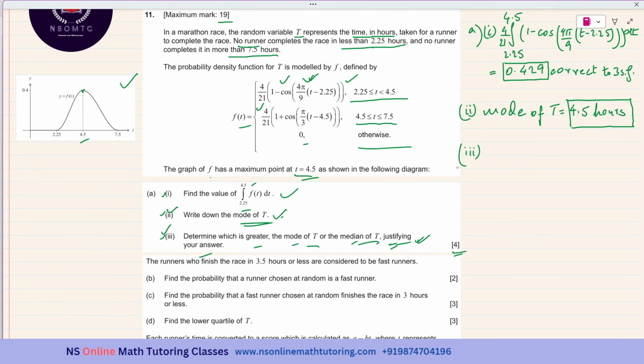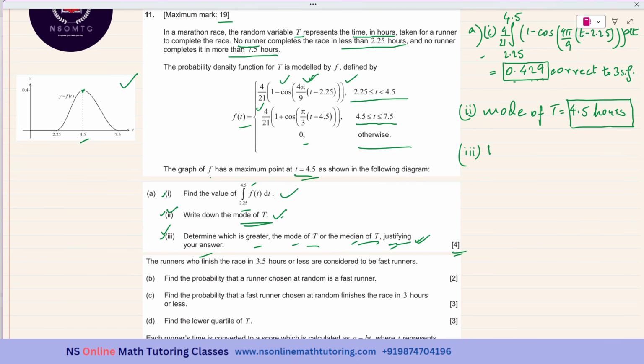We have seen that the mode is 4.5, and up to 4.5 the integral gives the probability. This is 0.429, which is less than 0.5. The median will be the value where the probability is half. So because this is 0.429, which is less than 0.5, the median has to be more than 4.5.